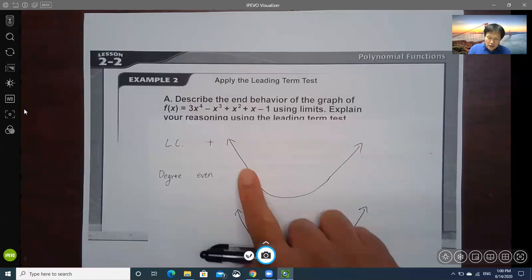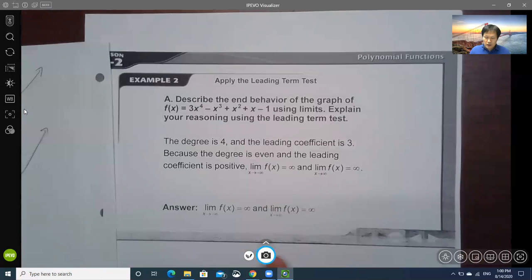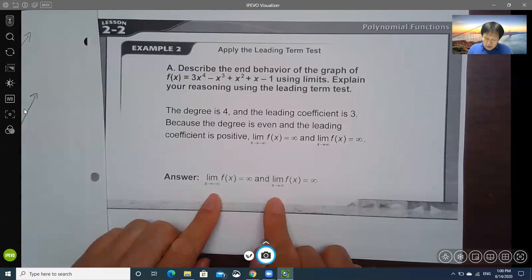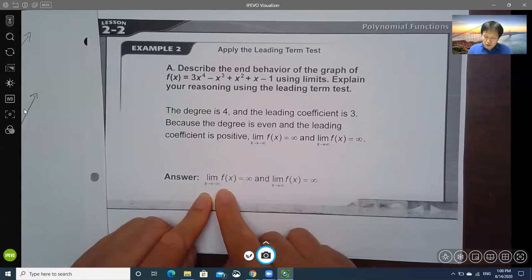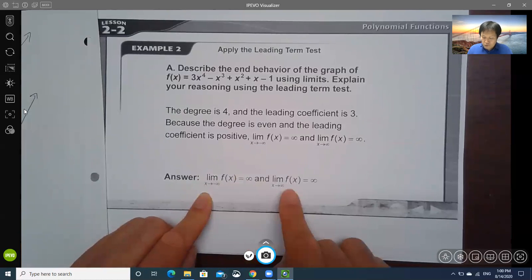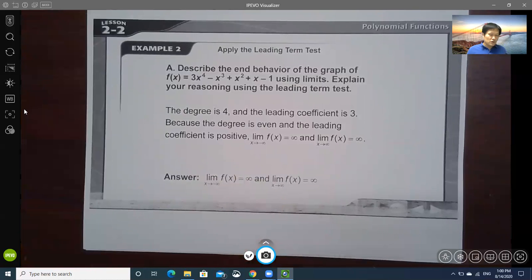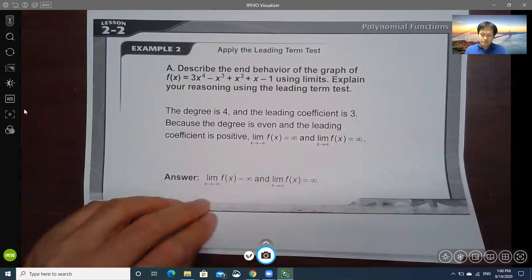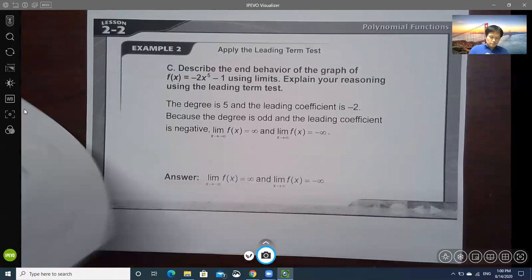So left hand goes up, right hand goes up. This is how you say it. Left hand, limit of f of x as x approaches minus infinity, y goes up to infinity. Right hand, x approaches positive infinity, y goes up, which is positive infinity here. Same thing.